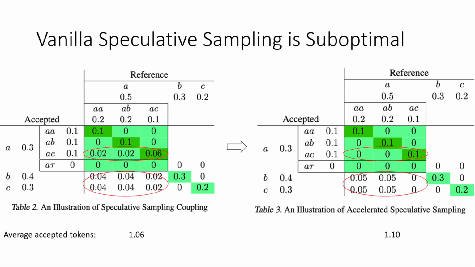In this example, the light green color indicates accepting one token, while the dark green color represents accepting two tokens. Therefore, the optimal coupling can accept more tokens on average, resulting in higher efficiency. What's particularly interesting is that this improvement is almost free. We haven't introduced any new information or made additional calls to the model. The acceleration solely comes from better utilization of the information we already have.